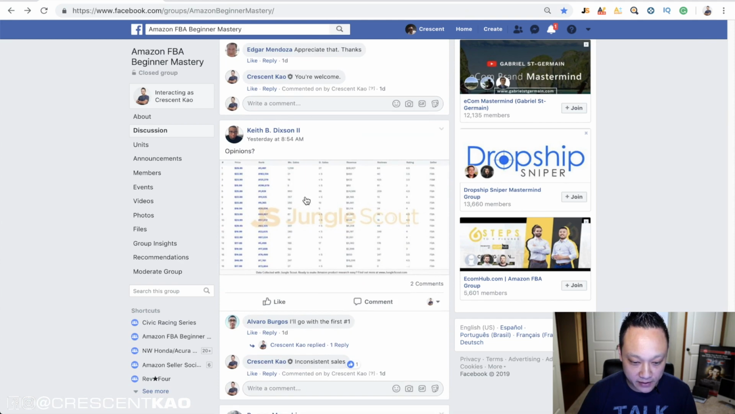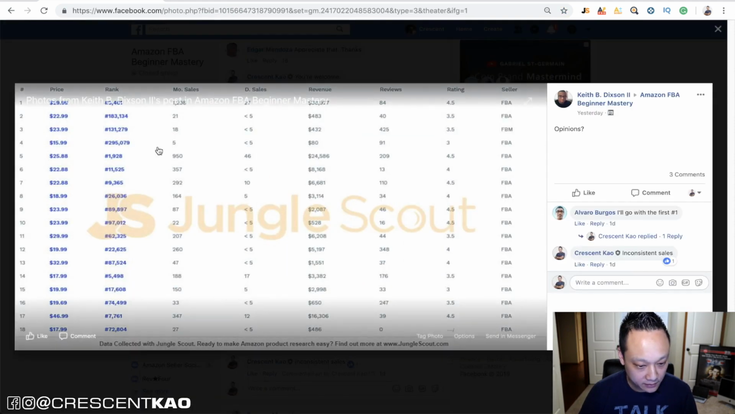Another one by Keith B. Dixon. Again, the price point is better on this one, which is great. Monthly sales looks inconsistent. And inconsistent means majority of them aren't doing the 250 units or more, right? You can see here, some are, some aren't, and it's sporadic. So you want to look for consistency.